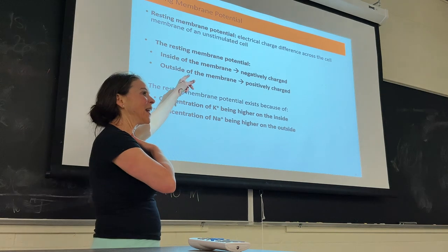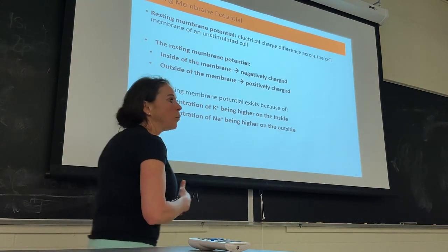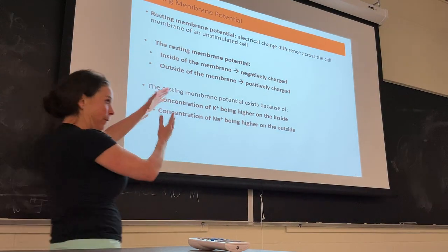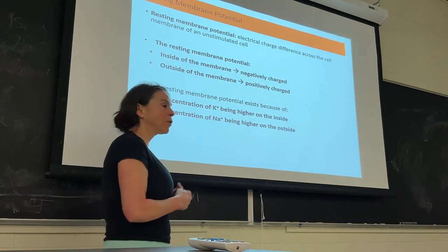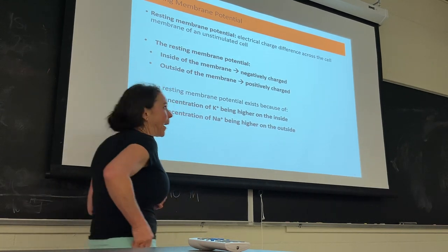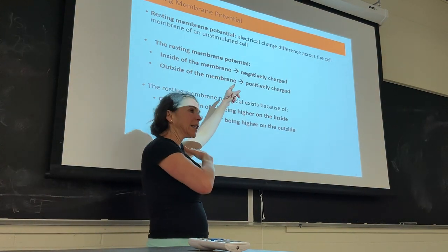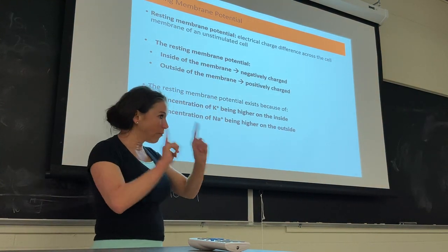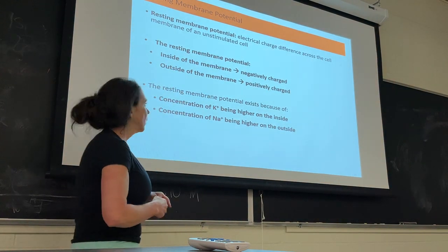Negative on the inside, and again, we're referring to some type of cell, whether it's a neuron or muscle cells, muscle fibers, okay? They're technically cells, but they're fibers. They're elongated, okay? So inside the muscle fiber is negatively charged at rest. Outside the membrane is positively charged, okay?